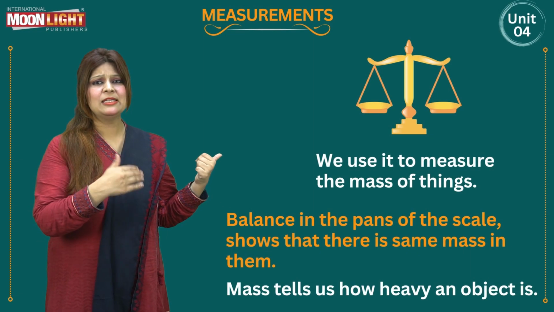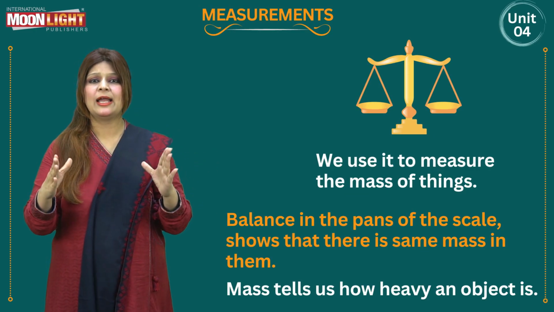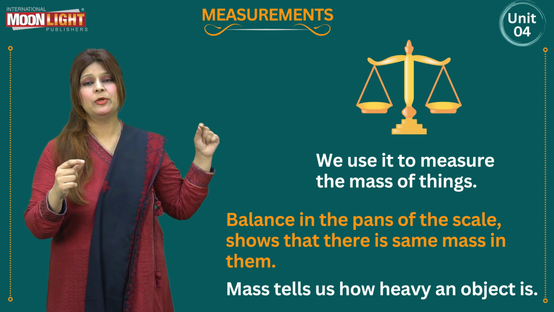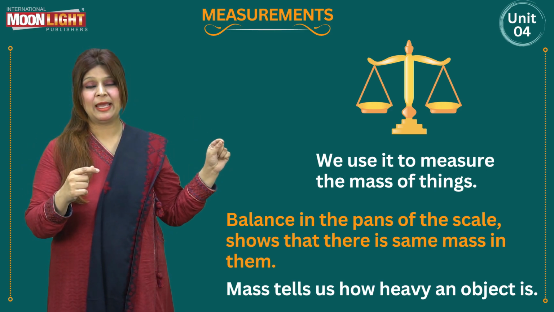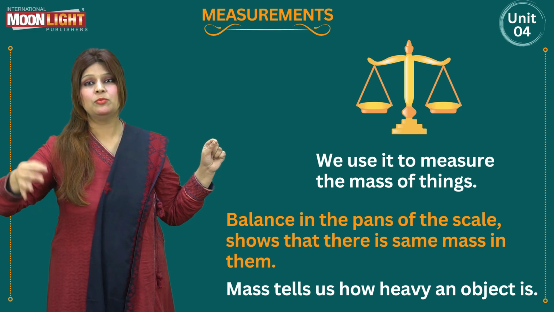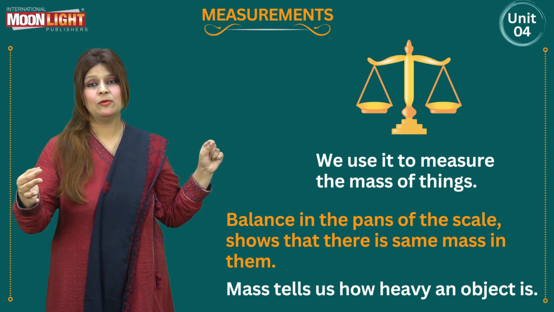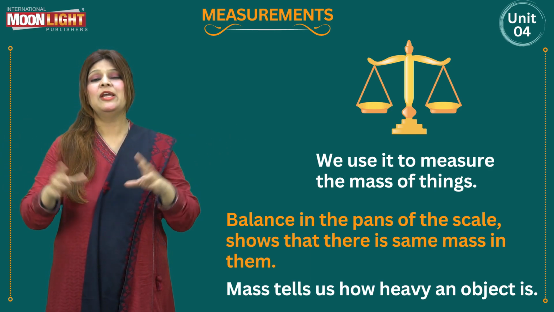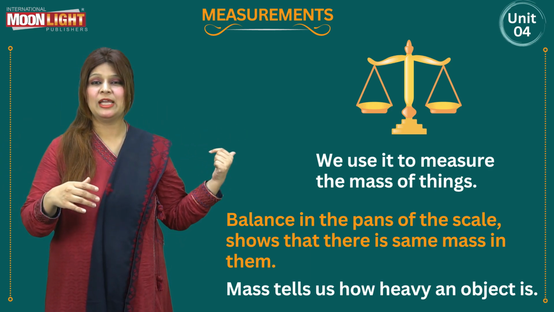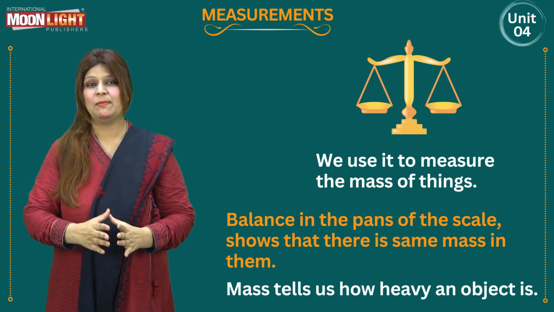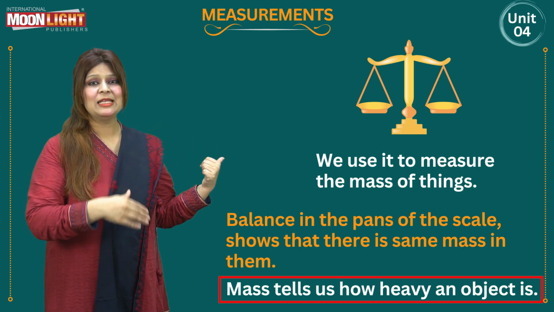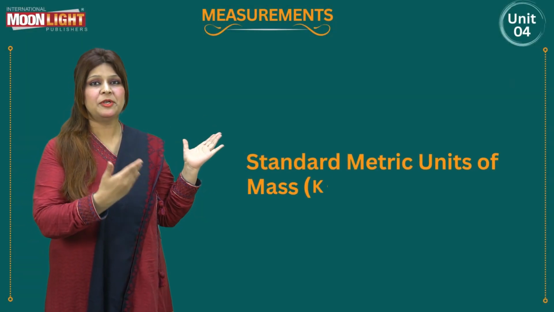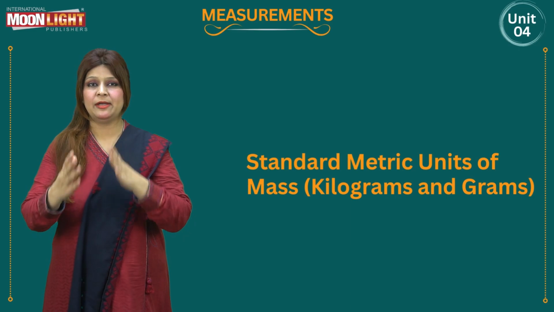The balance in the pans of the scale shows that there is the same mass in them. For example, if I put something in the first pan and put the second thing which needs to be measured in the second pan, and the balance is equal, then we say that they both have equal mass. So mass tells us how heavy an object is. Here are the standard metric units of mass, which are kilogram and grams.